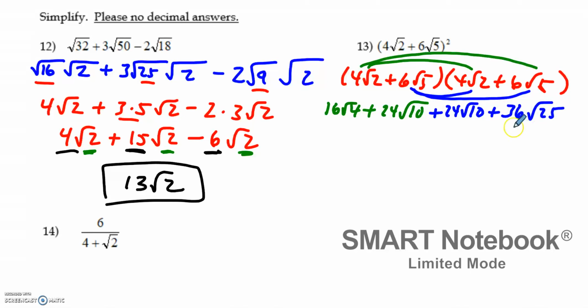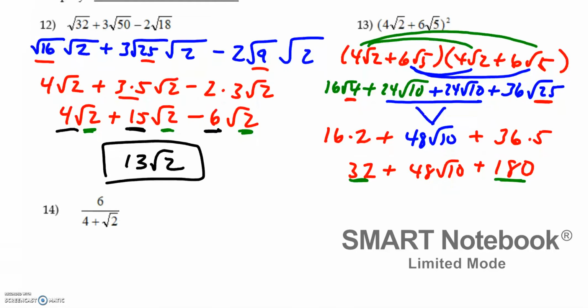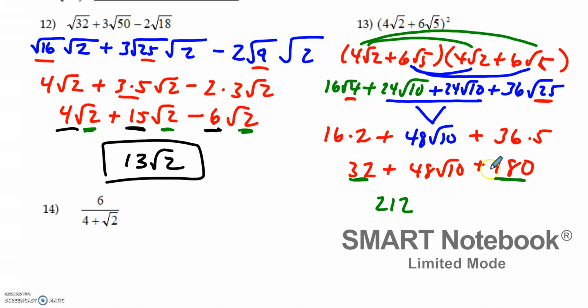I then scan this problem and I notice that both of these are like terms because the radicand is the same. So that would combine to be 48 root 10s. I also notice that the root 4 is a perfect square and the root 25 is a perfect square. So this is really 16 times 2, and this is really 36 times 5. 36 times 5 is 180. 16 times 2 is 32. I can combine the 32 and the 180 together. So far I have 212 if I add these, plus 48 root 10.